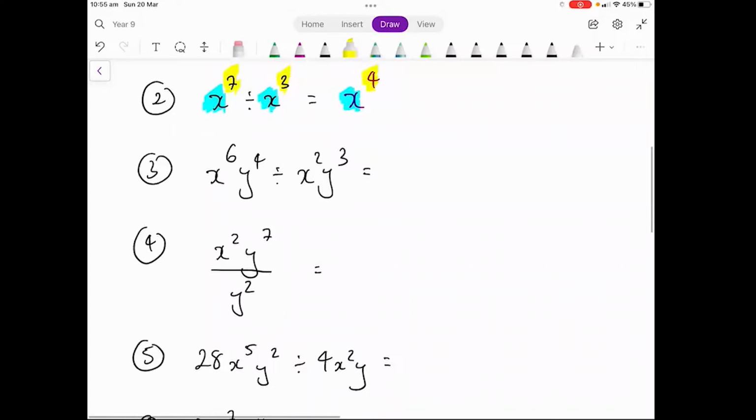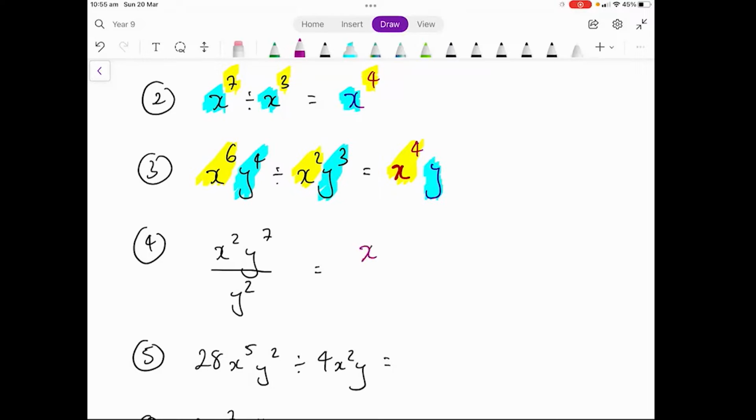Slightly more complicated question here. We have x to the power of 6, y to the power of 4, divided by x to the power of 2, y to the power of 3. We deal with the x's first and deal with them separately. So 6 take away 2 is 4, so that's x to the power of 4. Next we deal with the y's. 4 take away 3 is 1, so that's y to the power of 1, except that we don't need to write the 1. That gives us x to the power of 4 and y.